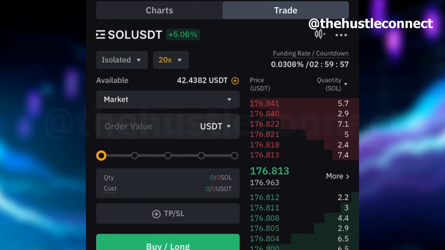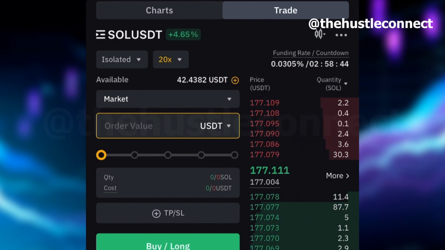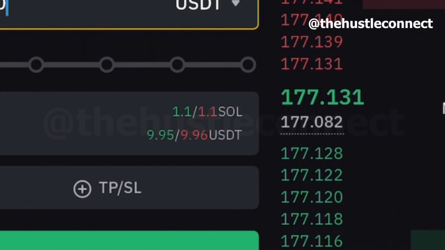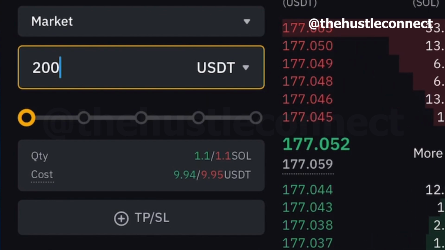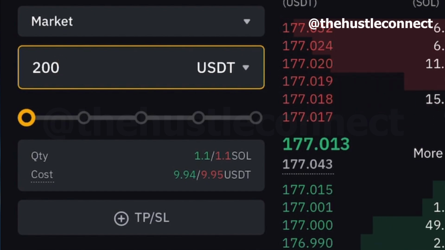Now, the next thing: how much do I want to trade, now that I'm trading on 20x leverage? If I trade $200, over here you're going to see 9.94. So I'm actually trading with approximately 10 USDT, but this is allowing me to trade with as much as 200 USDT. So you can see the beauty in trading derivatives.